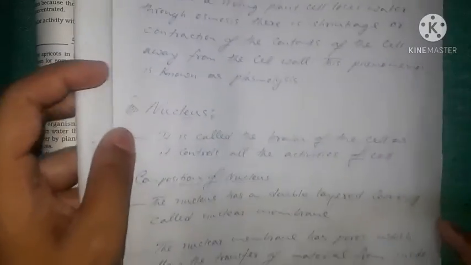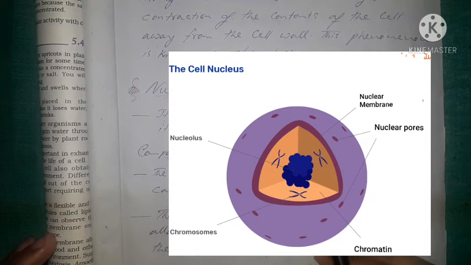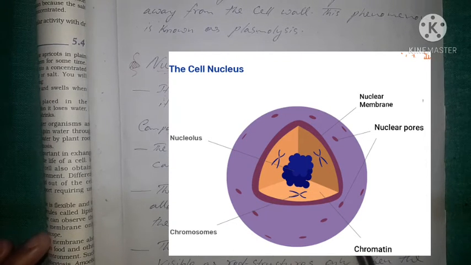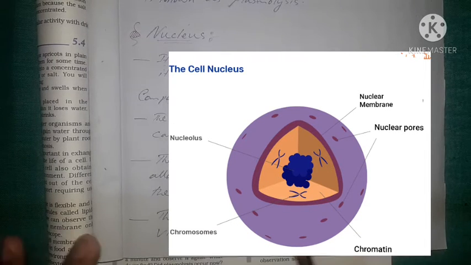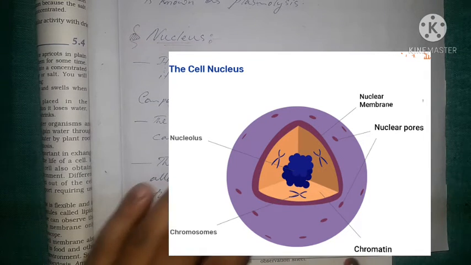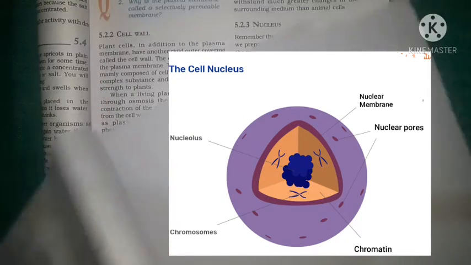As we can see in the picture of the nucleus, the nucleus has a double layered covering called the nuclear membrane. The nuclear membrane has some pores, as is visible in the picture. These pores allow the transfer of material between the nucleus and the cytoplasm. The nucleus also contains the chromosomes, as we can see in the picture, which are visible as rod structures, and these are only visible when the cell is about to divide.